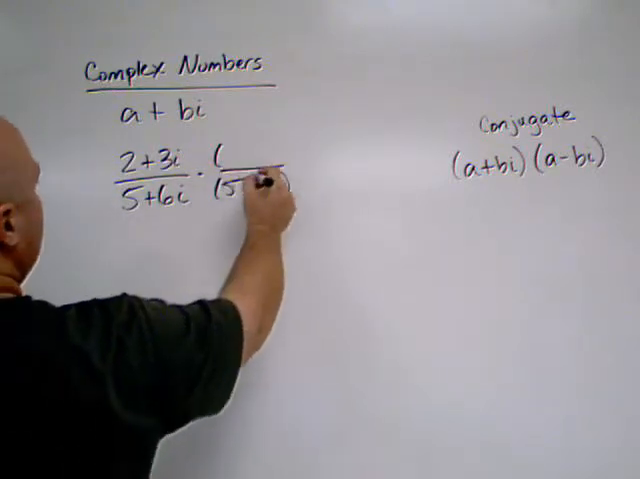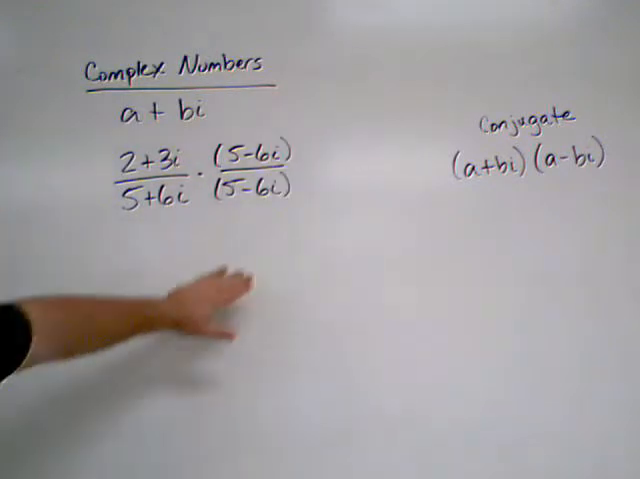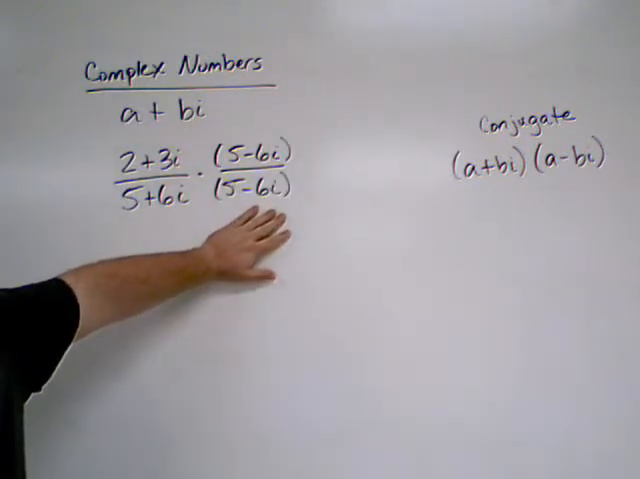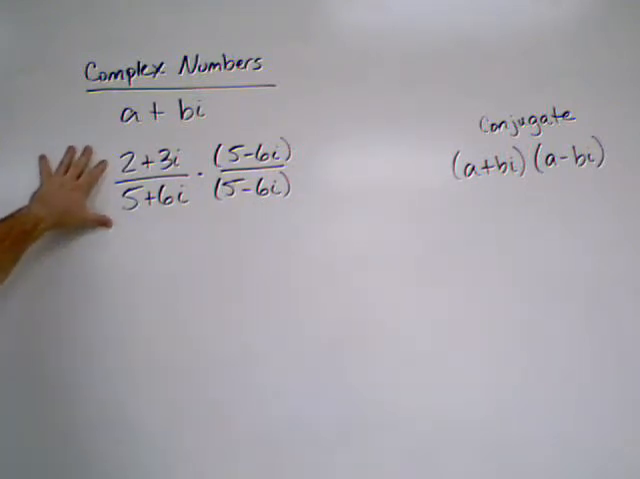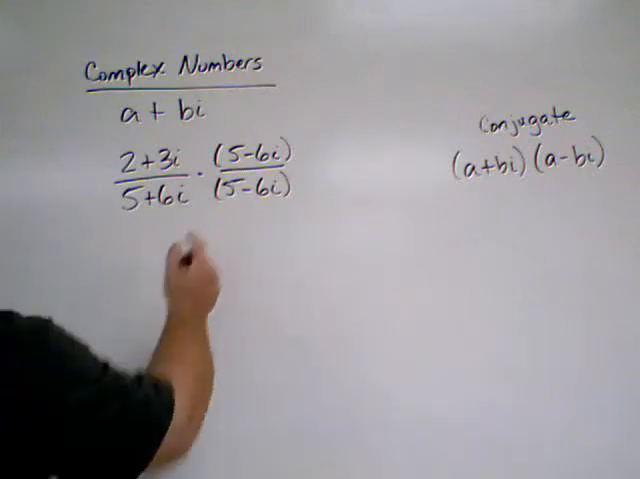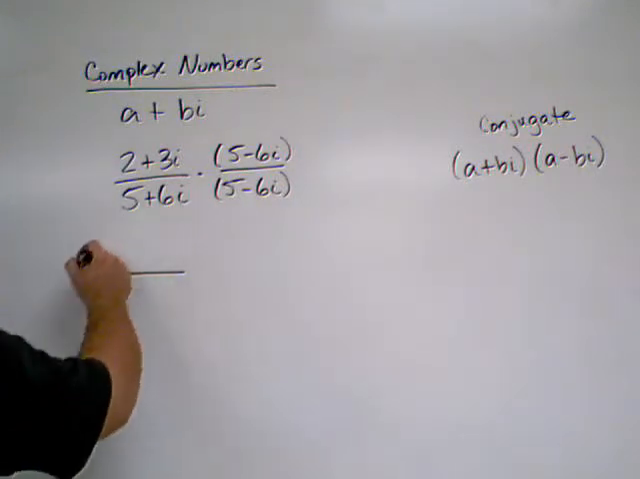Okay? We're going to multiply top and bottom by the same thing, because the value of this fraction is 1. So we're not changing the value of our original problem. So once we do this, I'm going to start down here. We're going to do the same thing.